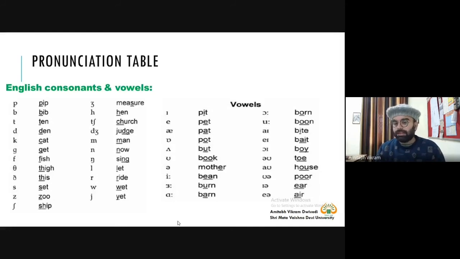When I say burn, then you can't see a clear r sound. When I say barn, then you can't see a clear r sound. Similarly, this is again lengthening, and this is born, born, born. Fine. Then this is boon, boon. Fine.